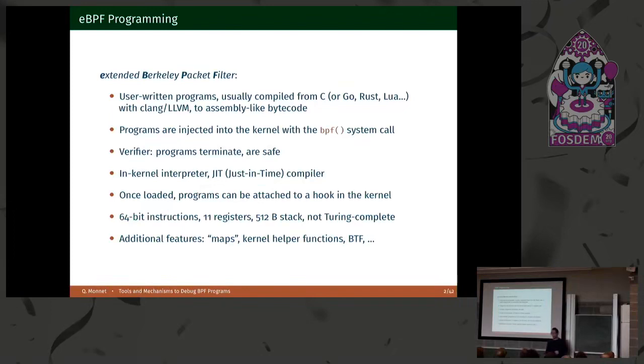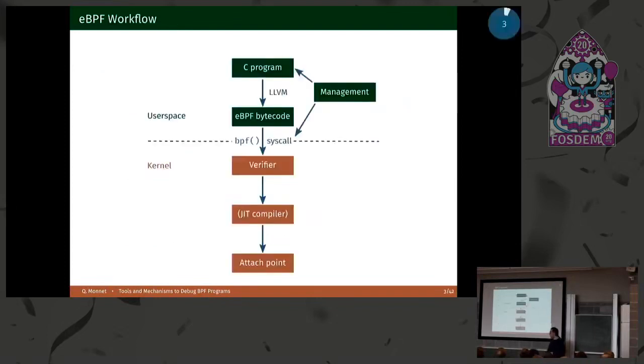So the instructions are 64-bit. You have 11 registers and a 512-byte stack. It's not Turing complete in the sense that we don't have generic loops. Now we have bounded loops. And it comes also with a number of additional features. We have maps that are shared between the BPF program in the kernel and user space, or several BPF programs. We have some functions we can call from the kernel. We have BTF, on which I'll come back later.